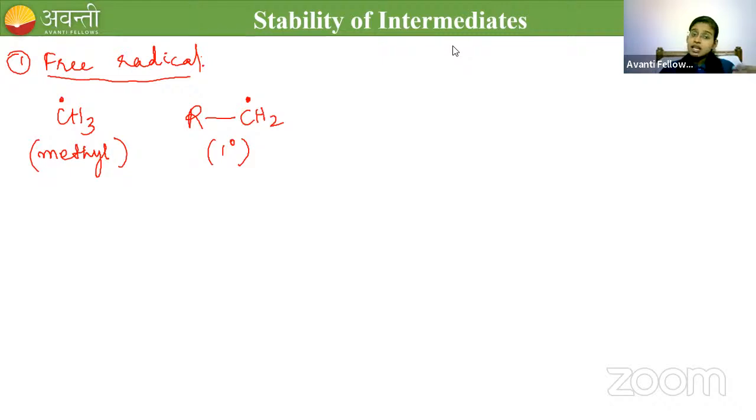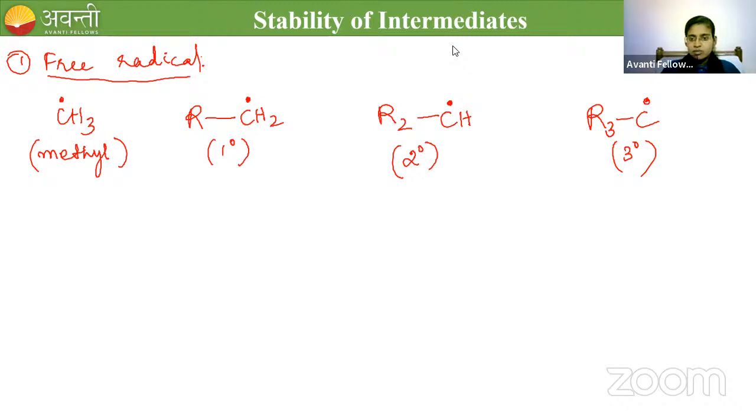And if I replace the second hydrogen also by an alkyl group, what will I get? I will have R2CH dot. Dot means electron. This is called secondary free radical. If I replace all three hydrogens by alkyl groups, I will have R3C dot, called tertiary free radical. Among these four free radicals, the tertiary free radical will be more stable, then secondary, then primary, then the least stable free radical is methyl.